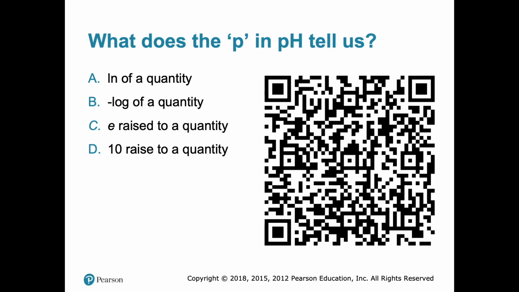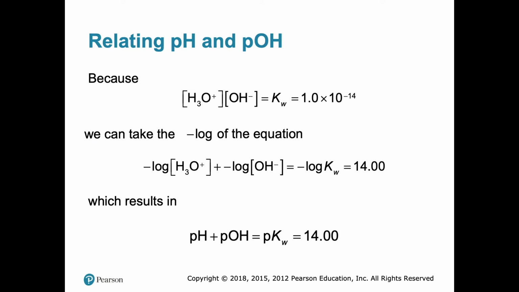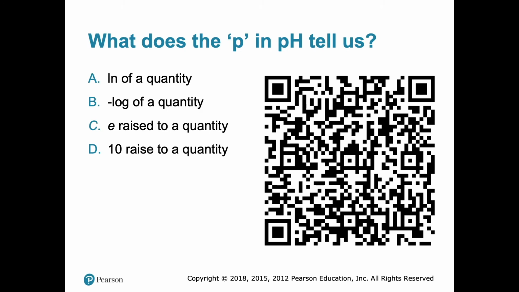That should be everybody. All right, so the vast majority of you got that question correct. The answer is, in fact, B. And the reason it is B is because, like I said in the previous slide, the P in pH is the same thing as the negative log of something. So what does the P in pH tell us? It's the negative log of a quantity.